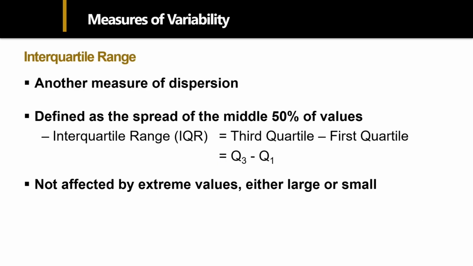The interquartile range is like the range, but instead of finding the largest value and the smallest value, this looks at just the middle 50% of the values in a data set. It takes the third quartile, subtracts the first quartile, and therefore, by definition, you have the middle 50% of the data there. It's not affected by extreme values, either large ones or small ones, so outliers don't really influence the interquartile range.